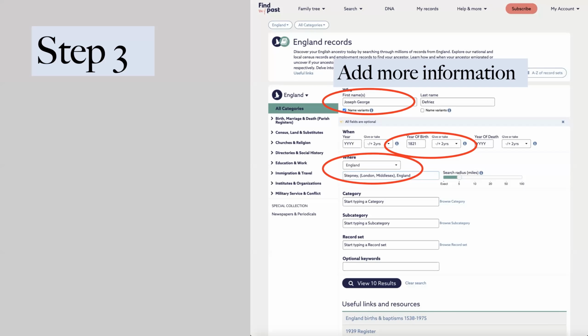I have put in some additional information about the place where I think this person was born, or where he died, or where something happened. In other words, where an event in this person's life occurred. In this case, I was pretty sure that he was from Stepney in London, in Middlesex, England.